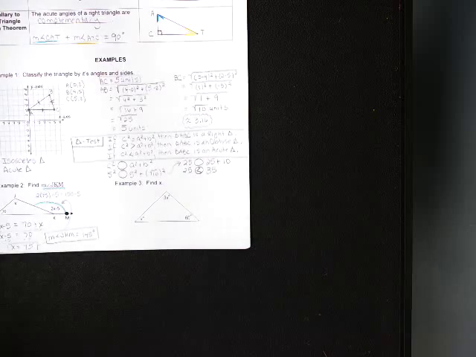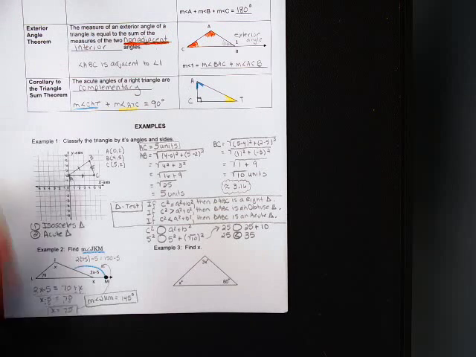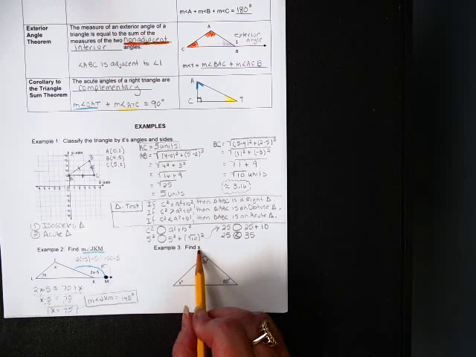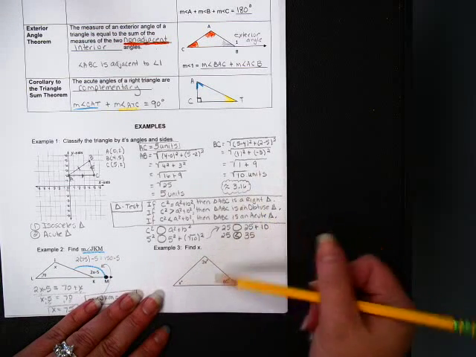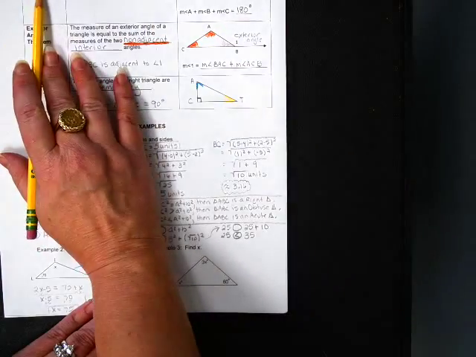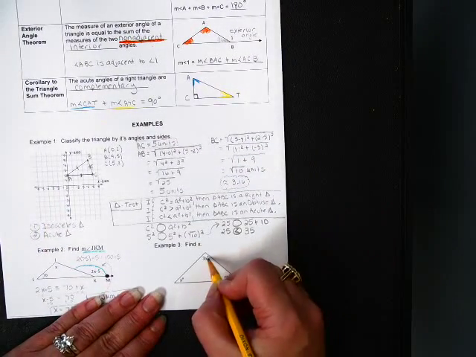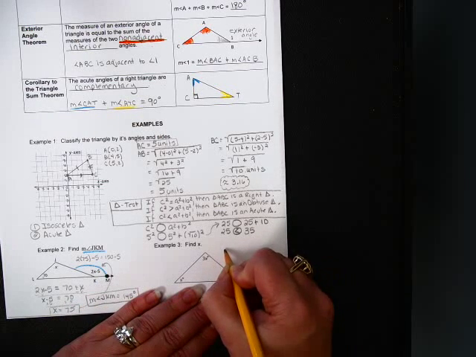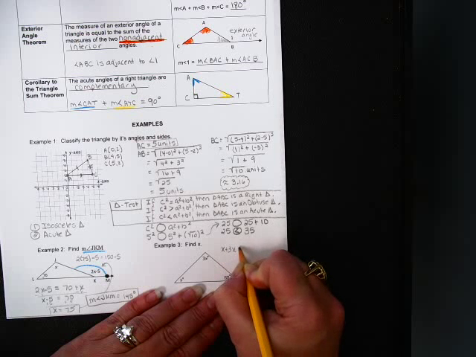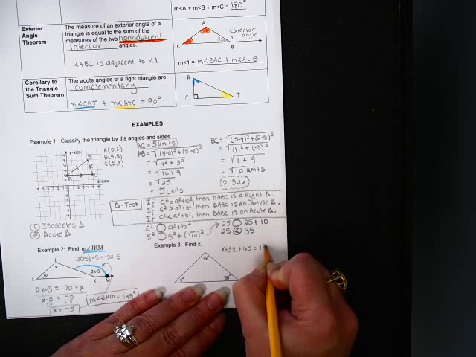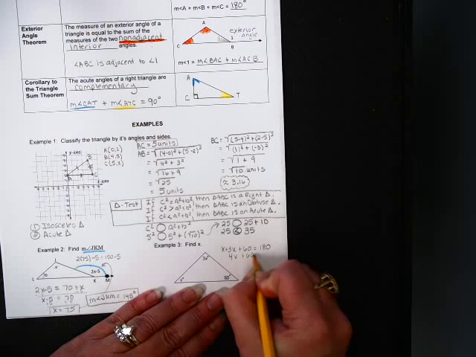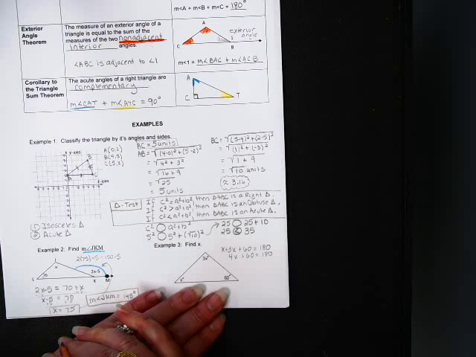Okay, almost done. On this last one, they want us to find x. And this one, they gave me all interior angles, so we're using the triangle sum theorem. We say that this one plus this one plus this one is going to equal 180. So x plus 3x plus 60 equals 180. That's going to give me 4x plus 60 equals 180 when I combine like terms.